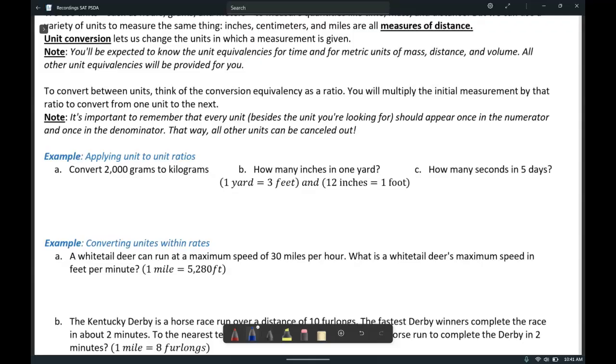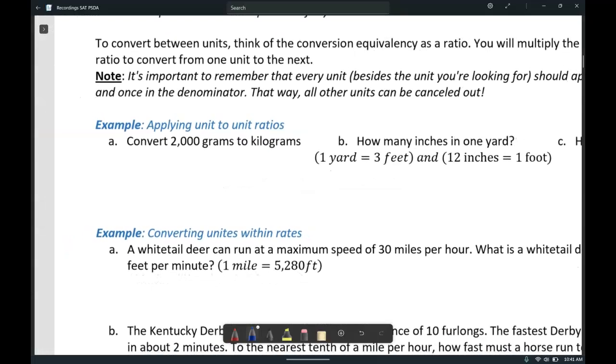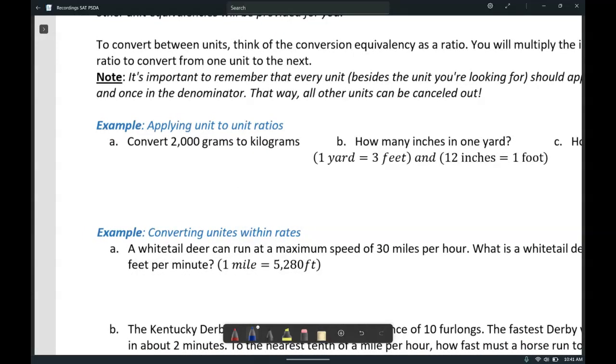So let's take a look at converting 2,000 grams to kilograms. Within our metric system, when we're looking at grams, liters, and meters, they all follow the same prefixes. And so we have things like kilo and hecto, deca. Then we have what's called the base unit. Then we have deci, centi, and milli. Those are all the prefixes for each of the metric units.